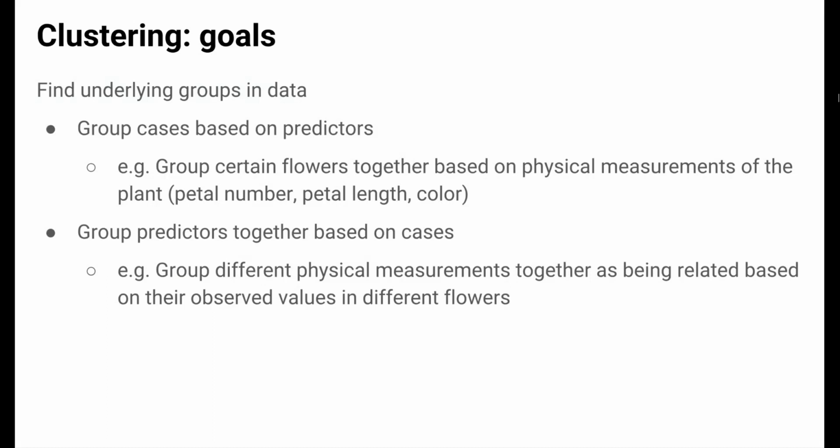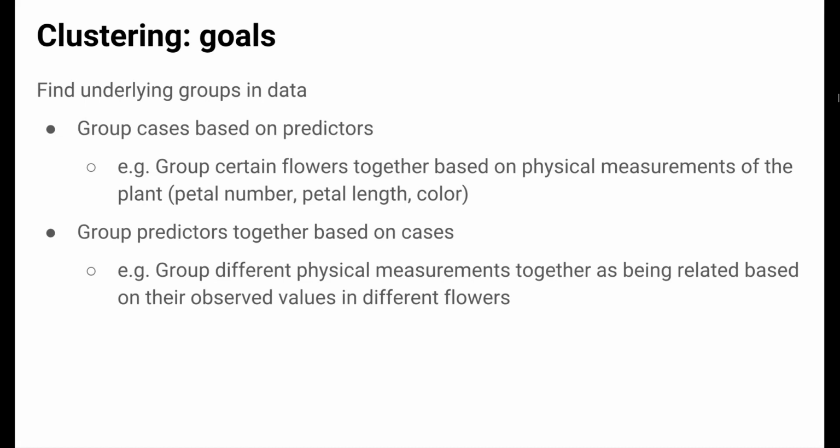So the overall goals of clustering are to find underlying groups in data. And this can proceed in two main ways, the first way being the more prevalent. So the first way is to group cases together based on predictors. So for example, we might want to group together certain flowers based on physical measurements that we take of the plant. So this might be things like petal number, petal length, or color. Based on the distances of flowers from each other, we might be able to group flowers together, group cases together.